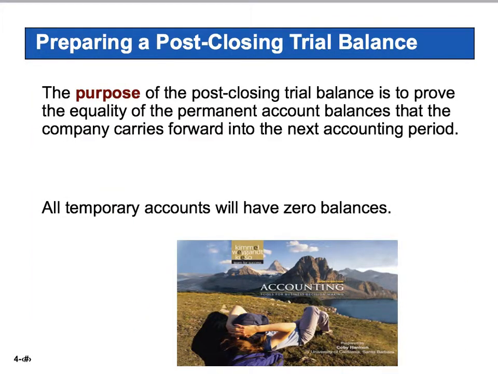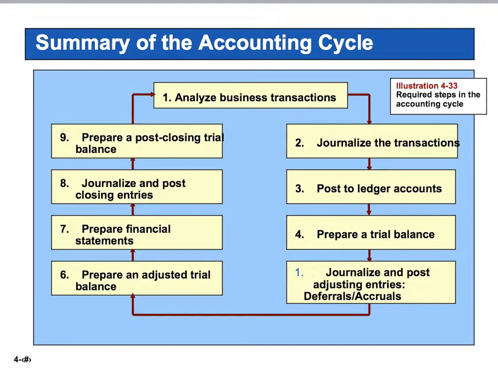So the purpose of the post-closing trial balance is to prove the equality of the permanent account balances as the company goes into the next accounting period. All temporary accounts will have zero balances. All we will have left in the ledger with balances will be the asset accounts, the liability accounts, and the shareholders' equity account with the new retained earnings balance. And this completes our accounting cycle.